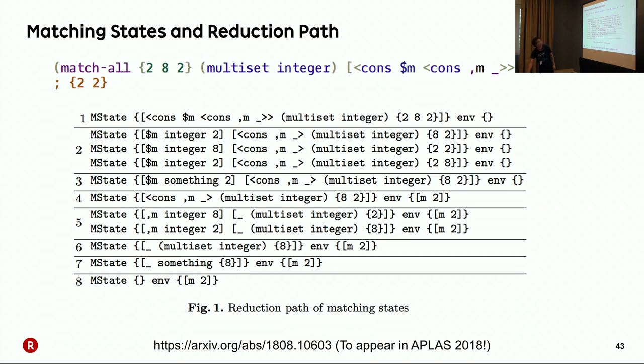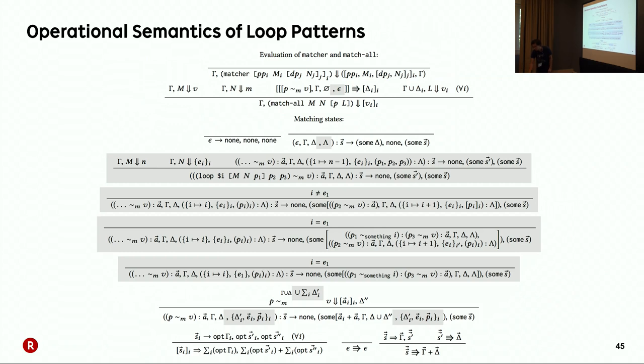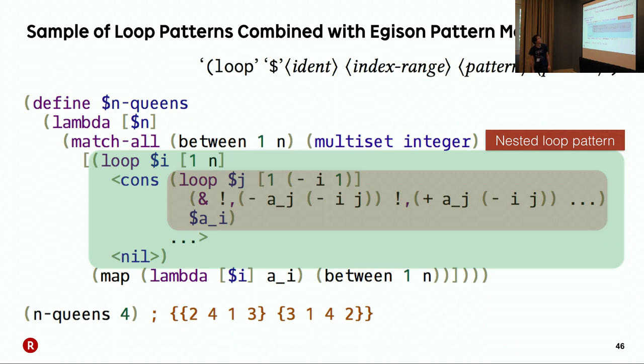In the APLAS paper, we discuss this pattern matching algorithm like this. The operational semantics of Egison pattern matching is also presented. The latest pattern matching paper for the loop pattern also includes the operational semantics of loop patterns like this. Finally, let me emphasize that if we combine this loop pattern with nonlinear pattern matching with backtracking, we can write very expressive patterns like that.